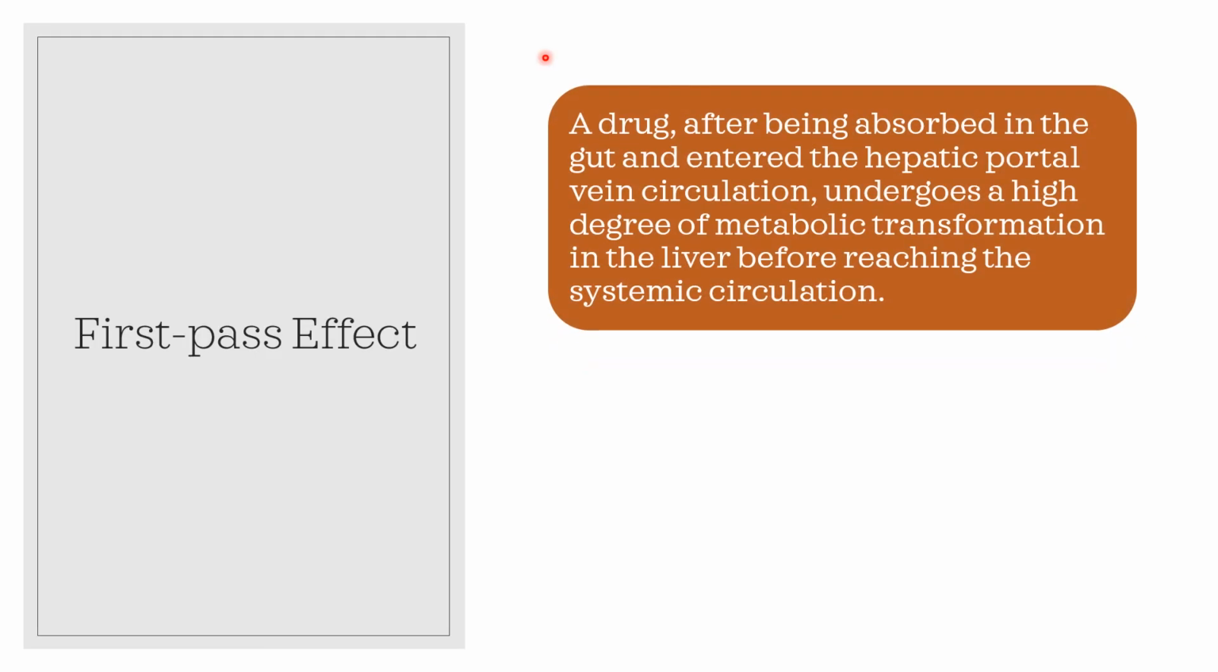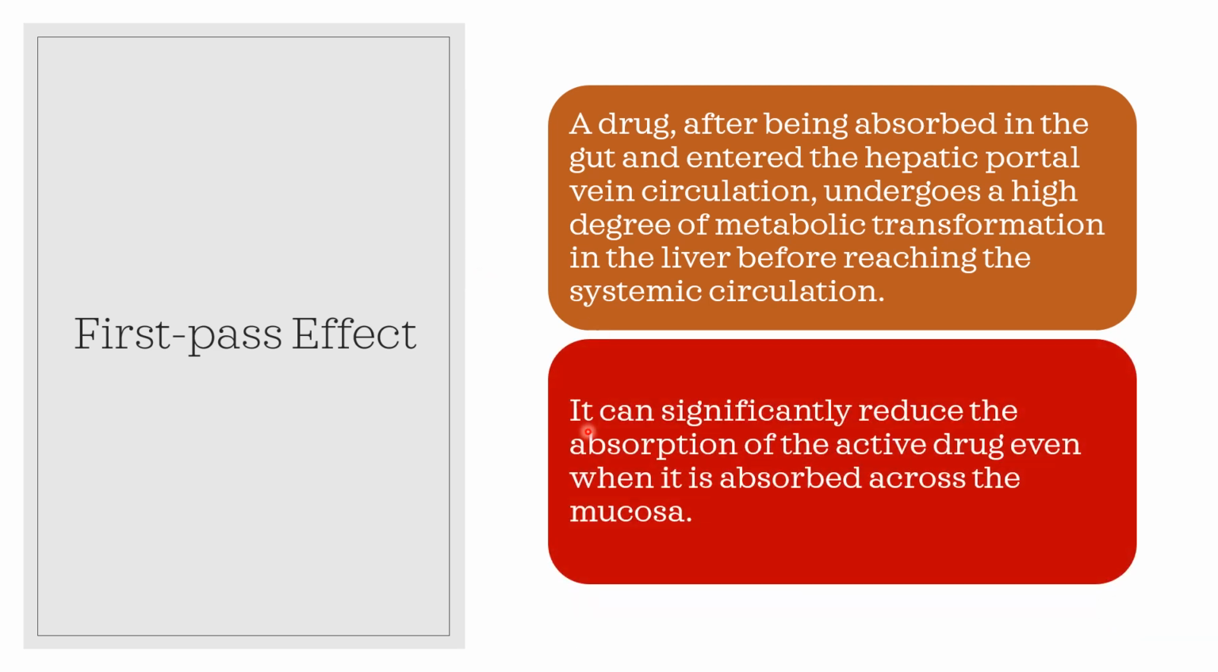So what is this first pass effect? A drug, after being absorbed in the gut and entering the hepatic portal vein circulation, will undergo a high degree of metabolic transformation in the liver before reaching the systemic circulation. As we have earlier discussed in the hepatic portal circulation, before the blood coming from the stomach will enter the systemic circulation, it will first pass through the liver via the hepatic portal circulation. So it can significantly reduce the absorption of the active drug even when it is absorbed across the mucosa.